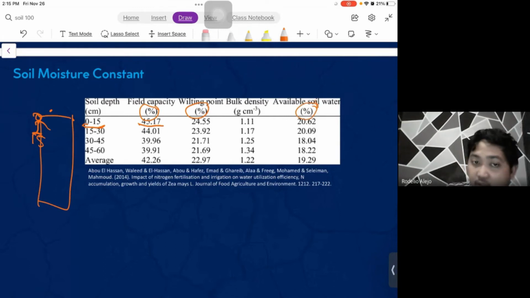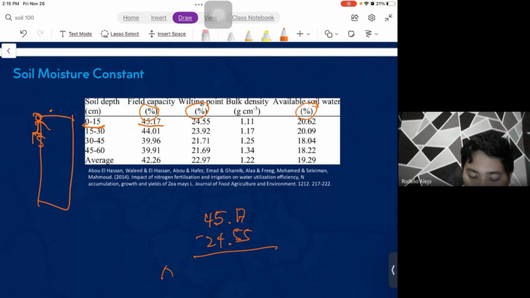Mamaya meron tayong computation about soil water. So 0 to 15, meron siyang field capacity na 45.17%. Makikita natin yung wilting point niya is 24.55. Ibig sabihin, pag 45.17 minus 24.55, yan yung available water natin. Diba? Kasi field capacity at saka wilting point. Siyempre, yung pagitan nilang dalawa, ganoon kadami yung available na tubig sa lupa. Then the bulk density. So we already discussed bulk density. Then the available soil water. So pag minus yung dalawa, so that will be the result.